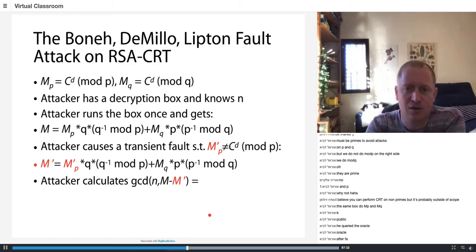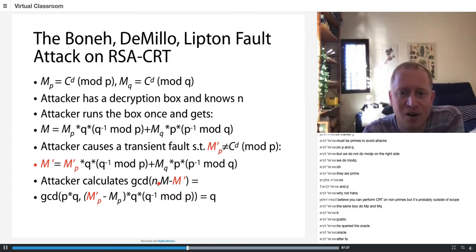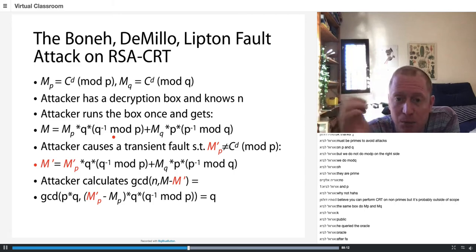So GCD of N and M minus M prime. So N is equal to P times Q by definition. M minus M prime, if you look at it, you see that M sub Q times P times 1 falls out because it's the same between the two. So this part falls away. And this part is in common. So I get M prime sub P minus M sub P times Q times Q minus 1 modulo P. Some kind of number.